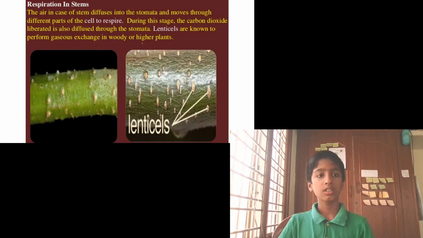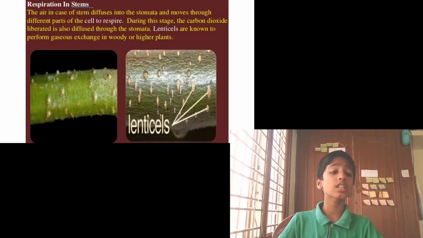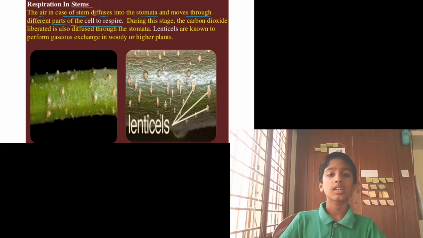Okay. So now comes the respiration in the stems. The air in case of the stem diffuses into the stomata, and moves through the different parts of the cell too.